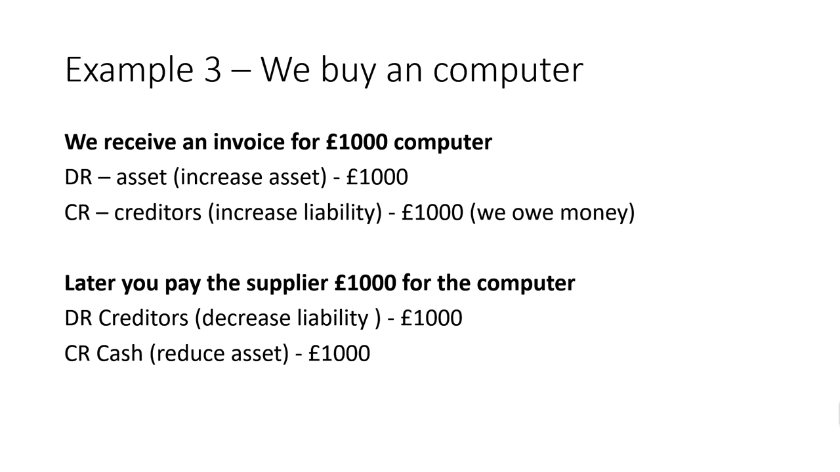Example 3, we buy a computer. So we receive an invoice for £1,000 for a computer. We need to increase our asset, the computer, by £1,000, but then we owe the supplier money, so we need to increase our creditors by crediting them £1,000. Later, when we pay the supplier £1,000 for the computer, we need to decrease our creditors with a debit, and then decrease an asset, which is our cash, by £1,000.